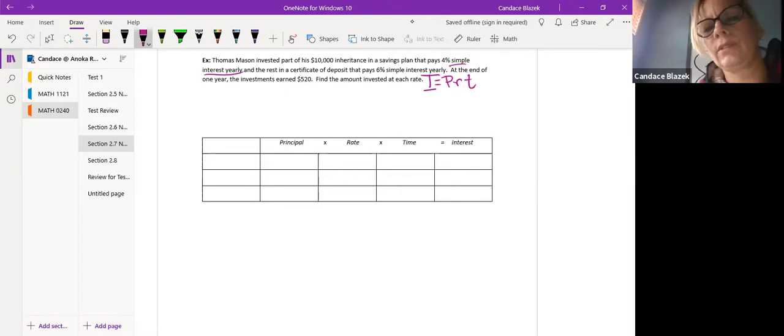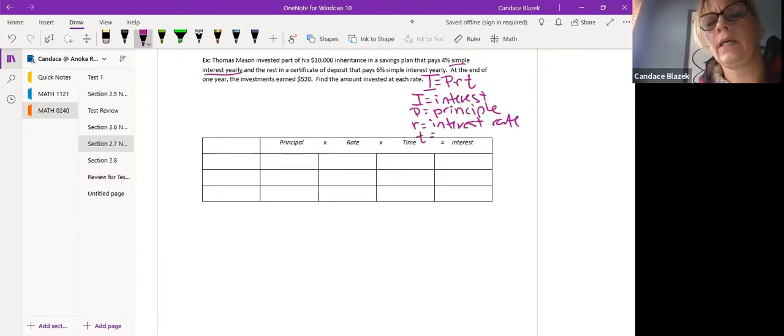All right, so I is the interest, P is the principal. R is the interest rate. And T is the time in years. Now the time in years, so if it was 2 years, T would be 2. If it was half a year, T would be 1/2.